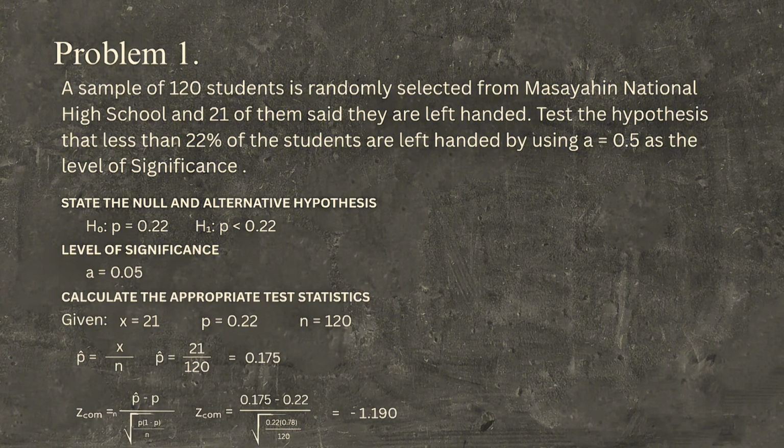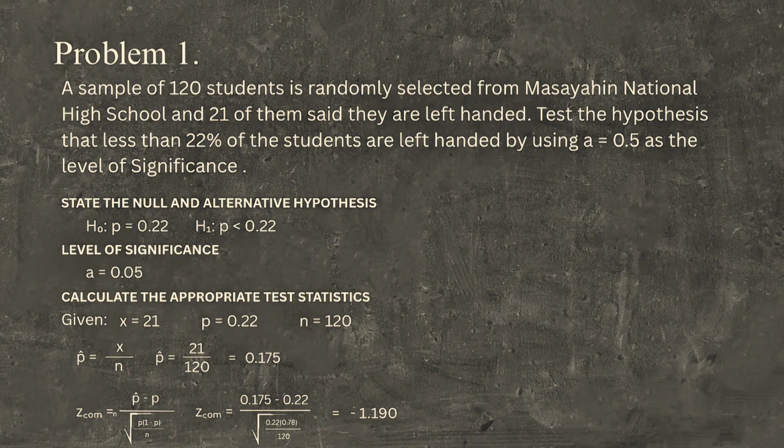So next is compute the test statistic. Now let's identify the given values. The sample size, which is the n, is 120. The number of left-handed students, which is the x, is 21. The population proportion is 0.22. First, we compute the sample proportion. Sample proportion equals x divided by n. So that is 21 divided by 120. So our sample proportion is 0.175.